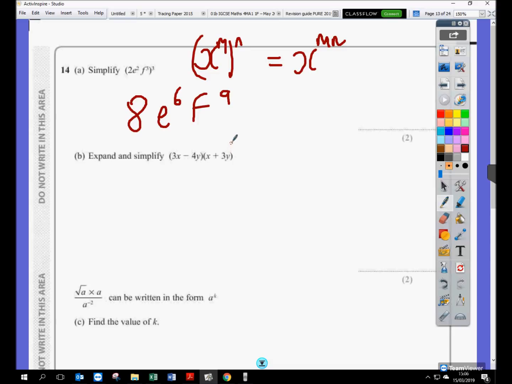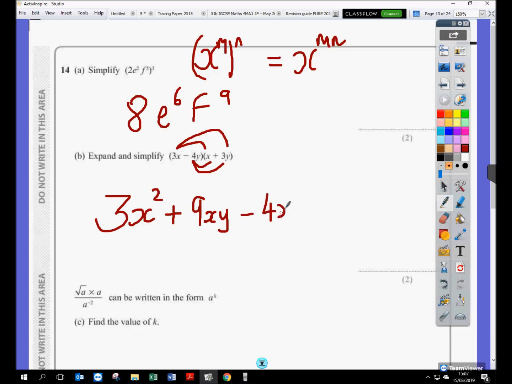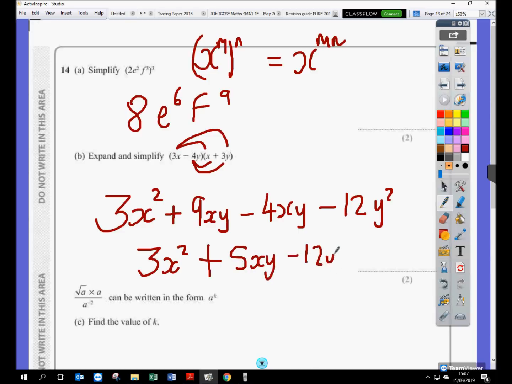Next one, we expand the brackets. Okay, you can draw the lines if you want to, like this. You're just going to be very careful with the signs here. So we have 3x squared plus 9xy minus 4xy, and then minus 12y squared. When you simplify this, if you simplify the middle two terms, you have positive 9xy, take away 4xy. 9 take away 4 is 5. So you get 3x squared plus 5xy minus 12y squared.